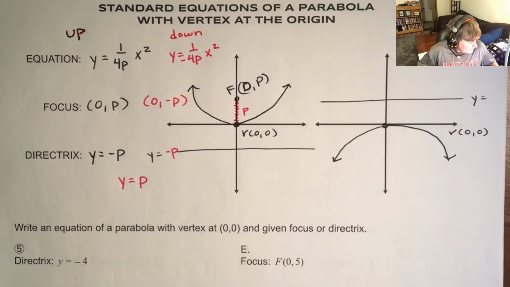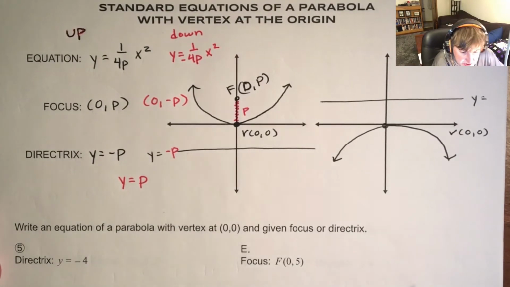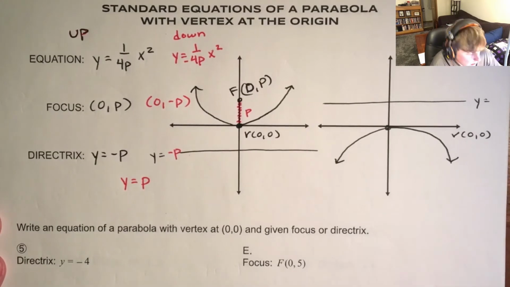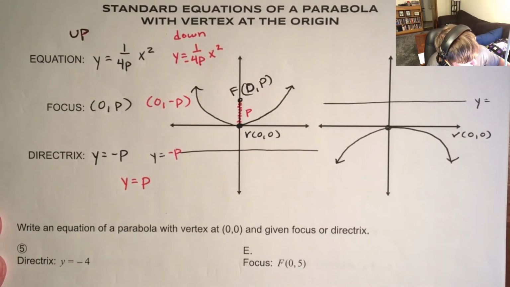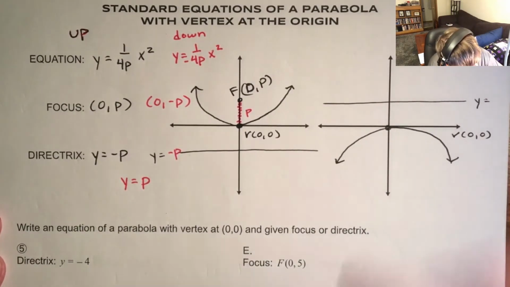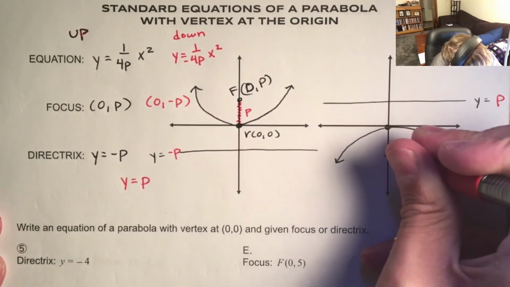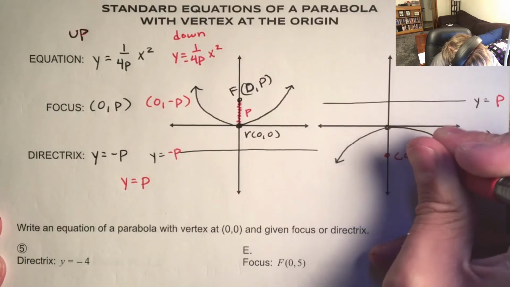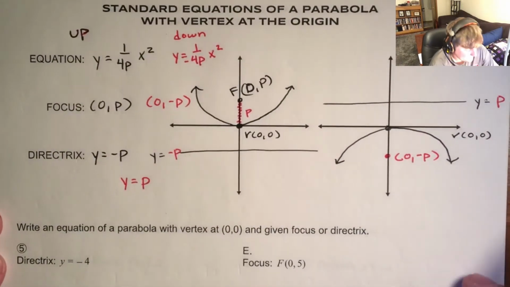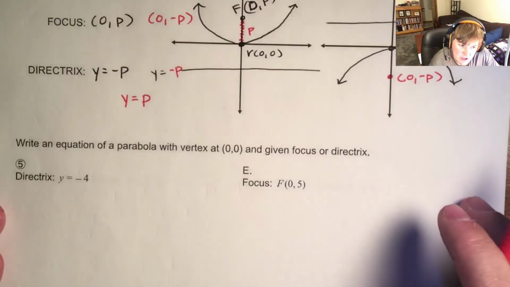So let's go ahead and try some of these problems out. All right, so this is p, and then this would be 0, comma negative p. Okay. Sweet. Let's go ahead and look at this.